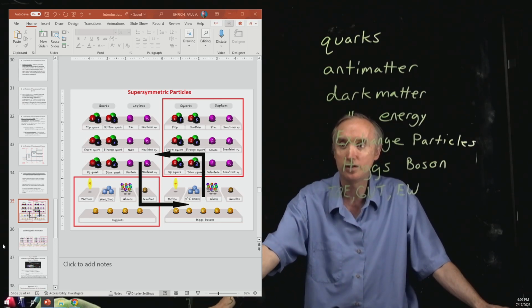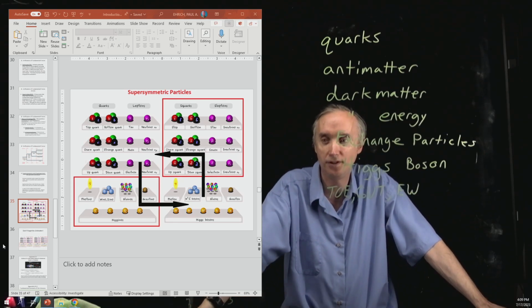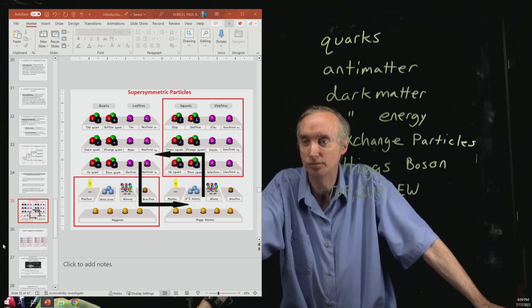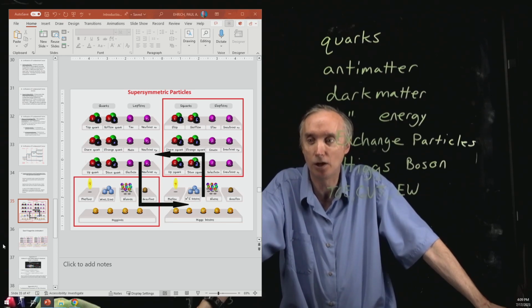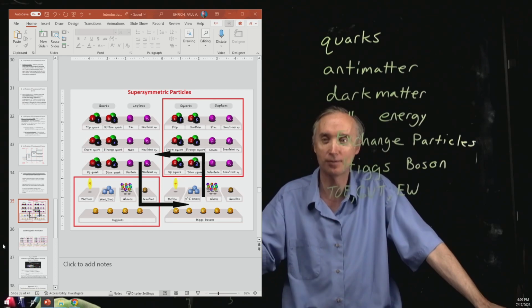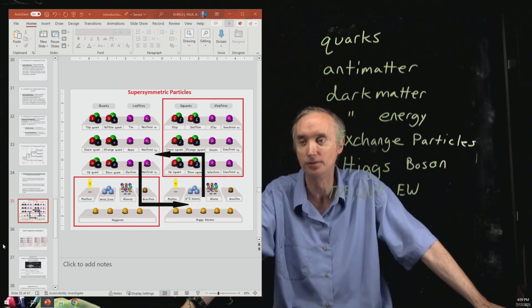And so you can see that you need a photino, you need a wino, you need a zino, you need gluinos, you need a gravitino, and you need Higgsinos. Yeah, so you need those particles. I didn't come up with these names. So someone, I think that they were up really late at night drinking a lot of alcohol when they came up with these names.